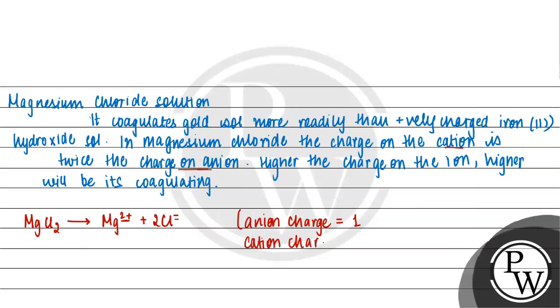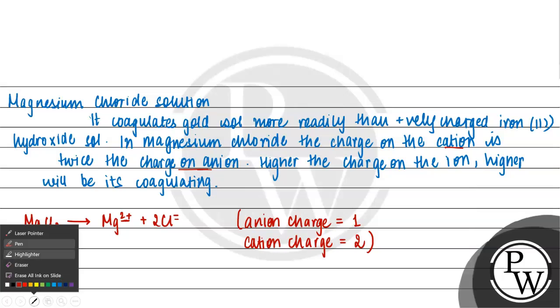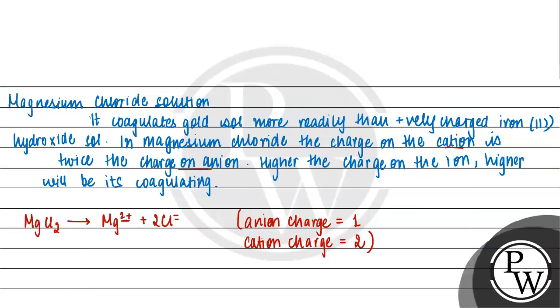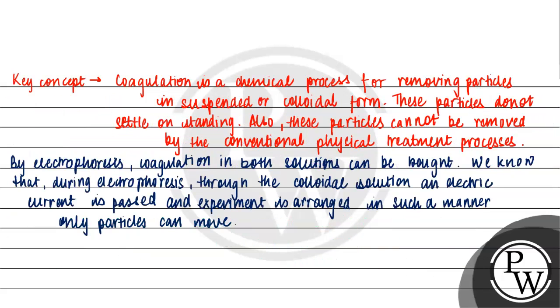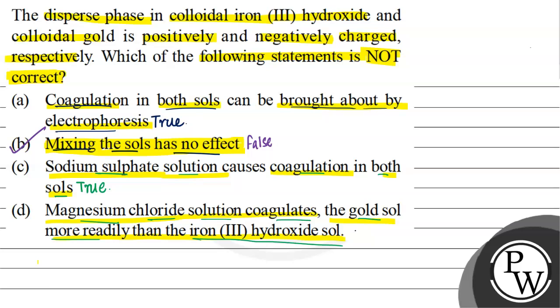तो हमारा जो नेगेटिव सॉल होगा it will get more easily coagulated due to greater charge in cation. So negatively charged हमारा gold sol है, so it gets more readily coagulated than positively charged iron 3 hydroxide sol. तो हमारा जो ऑप्शन डी है वो भी हमारा ट्रू हो गया. तो हमारा राइट आंसर विल बी ऑप्शन नंबर बी. आई होप यू अंडरस्टूड द क्वेश्चन वेल. बेस्ट ऑफ लक.